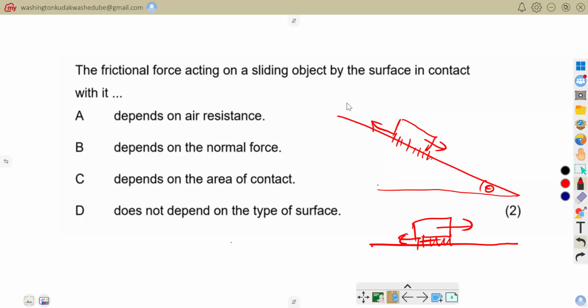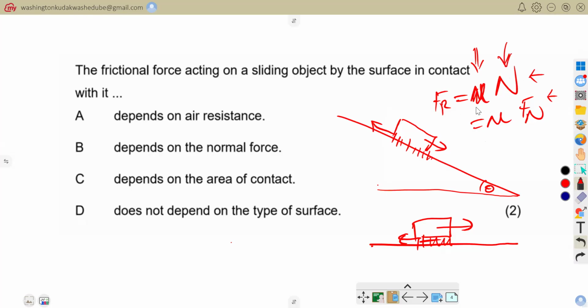The frictional force acting on those two objects, it will depend on what? So we know that the frictional force is given by the coefficient of friction times the normal force. Either way, you can represent it in that way. So what it simply means is the coefficient of friction depends on the type of surface, while this is the normal force acting on the object.